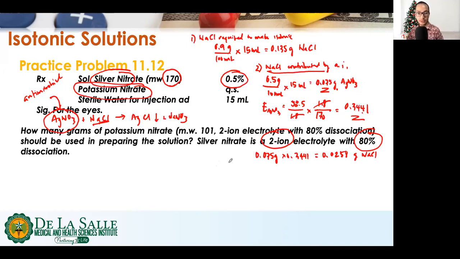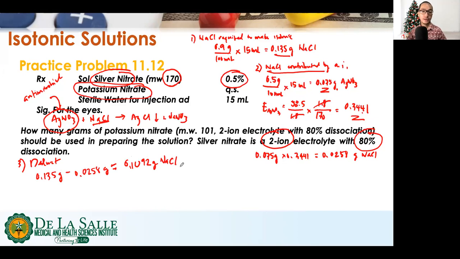Next, we will determine the amount of sodium chloride that will be needed. This is the deduct phase. So we have 0.135 gram of sodium chloride, which will make the solution isotonic, minus 0.0258 gram of sodium chloride. So 0.135 minus 0.0258 gram is equal to 0.1092 gram of sodium chloride.